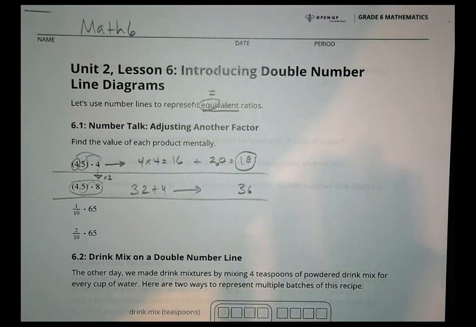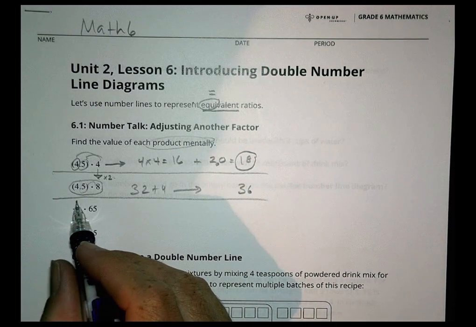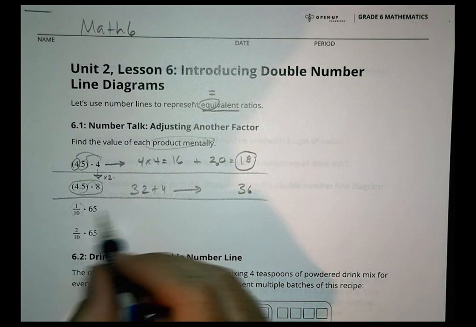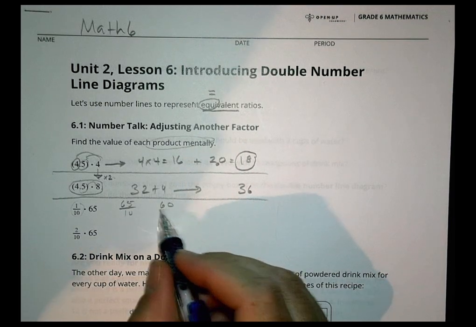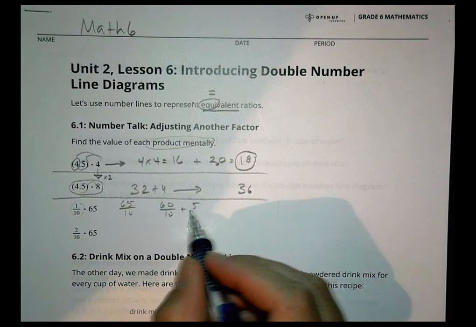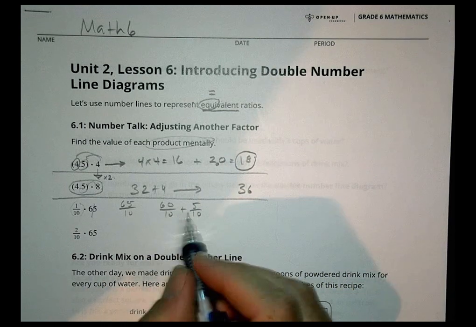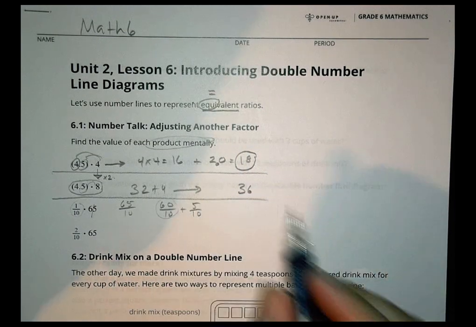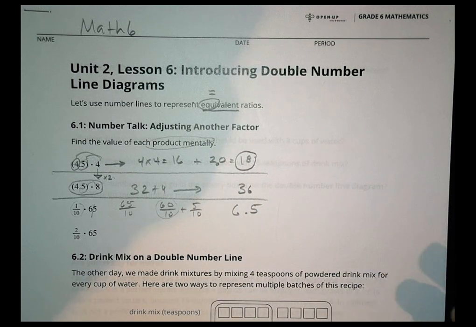Again, the idea is not which way is the best way, it's just thinking about it, trying to do some products mentally here. On this next one, we have 1/10 times 65. Another way of thinking about it is 65 divided by 10, or I can think about it as 60 divided by 10 plus 5 divided by 10, because I can take the 65 and break it up. If I combine this, because the denominators are the same, I get 65 over 10. Well, 60 over 10 is simply 6, and 5 over 10 is a half, so I have 6.5.